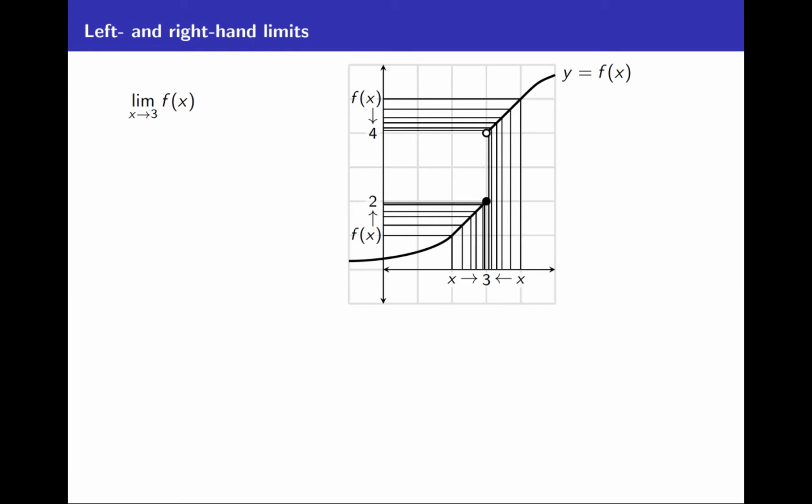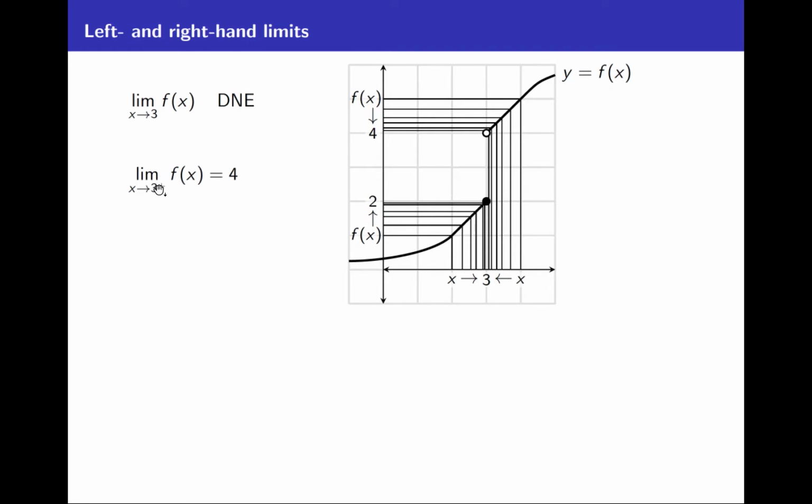A limit has to be a single number. It can't be equal to two numbers. What are we going to say this limit is? Limit as x goes to 3 of f of x equals 4, or 2, or the average of 4 and 2? Actually, in a situation like this, we have to say this limit does not exist, because f of x is not approaching a single number. We can salvage some information from this picture by creating what we call a right-hand limit.